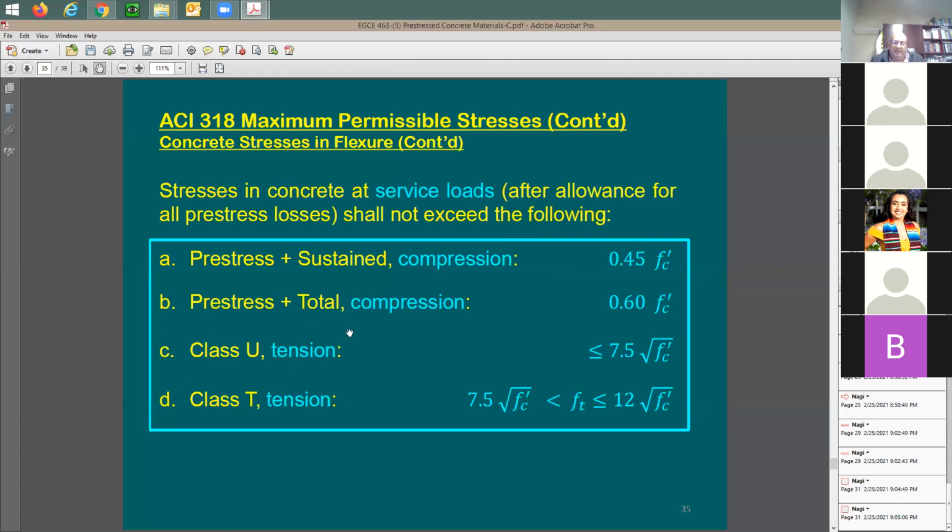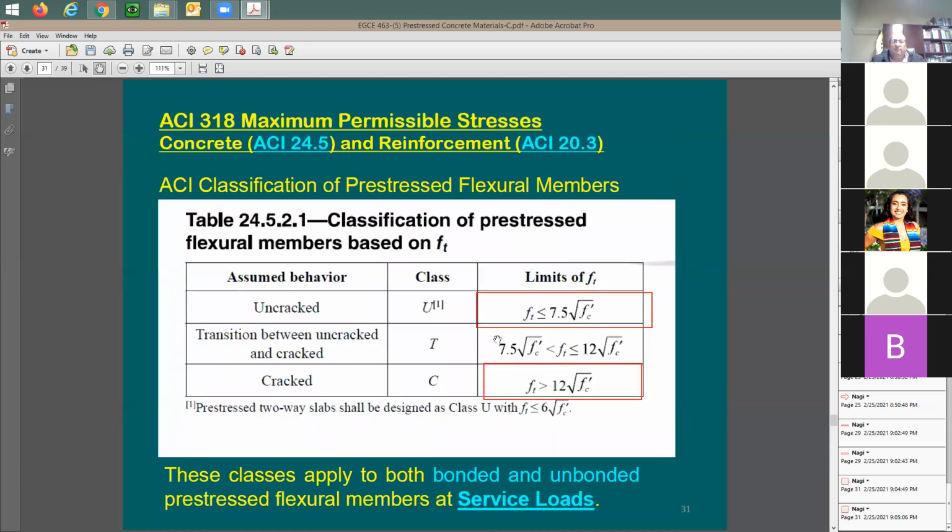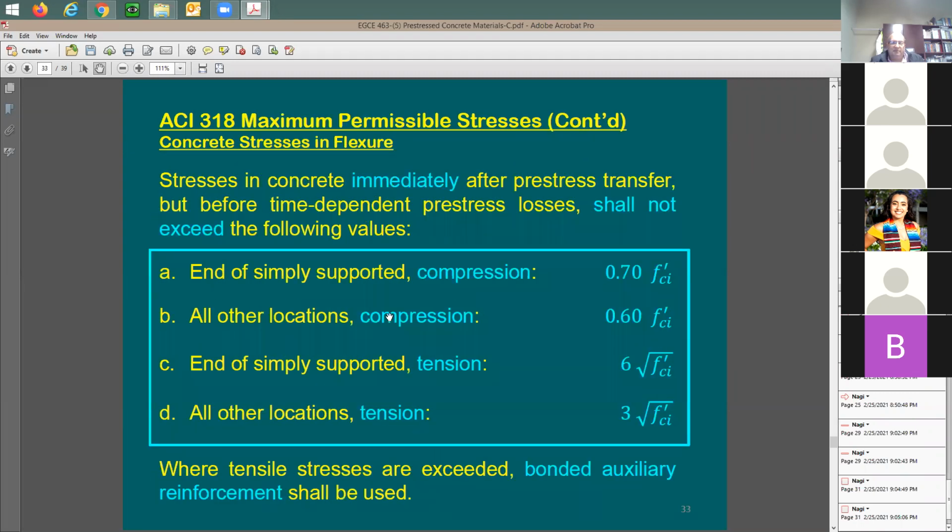Now, at the service case, you can have it as uncracked, or you can have transition, or you can have it cracked. You remember this issue here? Uncracked, transition, and cracked. Yeah, it's right here. And this is going to be only for the service. So be sure that you remember this. Look at this. It says here, at service loads. So this uncracked versus cracked is going to be only a service check at the service loads. It's not going to be about the initial pre-stress.